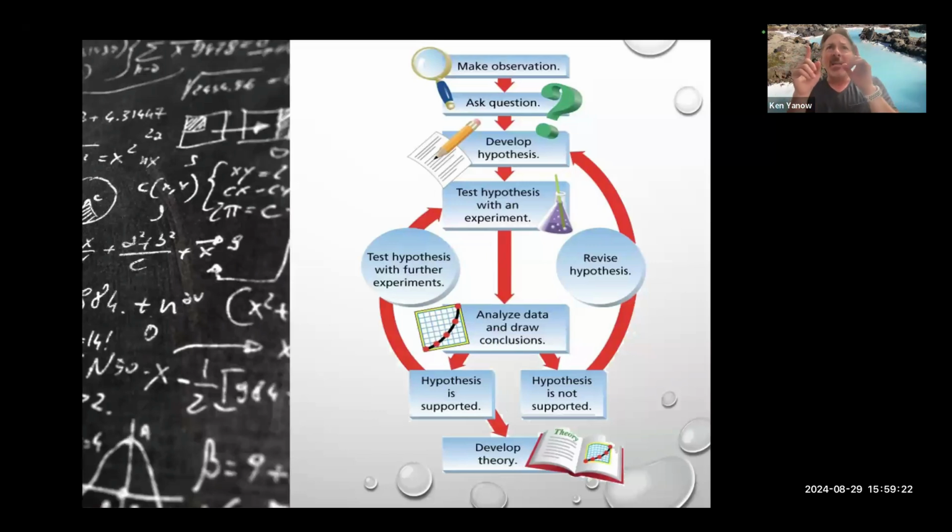But what if I observe the welwitschia doing photosynthesis at night and not during the day? That almost doesn't make any sense. How can a photosynthetic plant do photosynthesis at night and not during the day? So I'm going to ask a question. I'm going to say, why is this happening? How is this happening? Right, those are my questions.